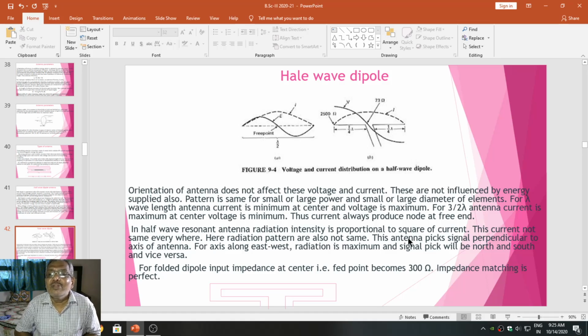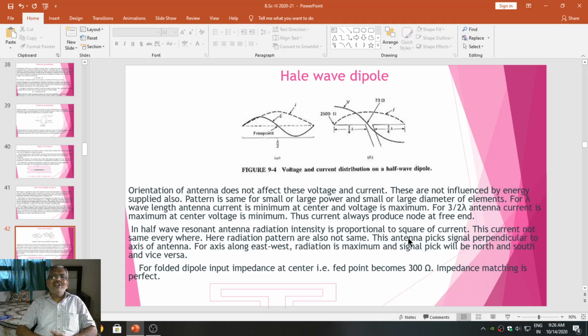Instead of lambda by 2, if the length is made equal to lambda or more than that, this radiation pattern changes. For wavelength equal to lambda, current is minimum at the center and voltage is maximum at the center. Again, if you change the length to 3 by 2 lambda, antenna current becomes maximum at the center and minimum at both the ends. Thus, current always produces a node at the free end. That is the speciality.